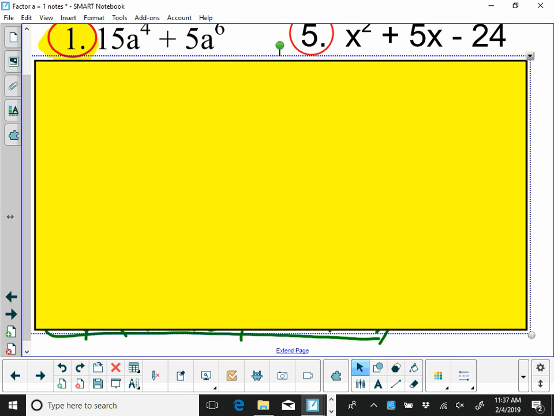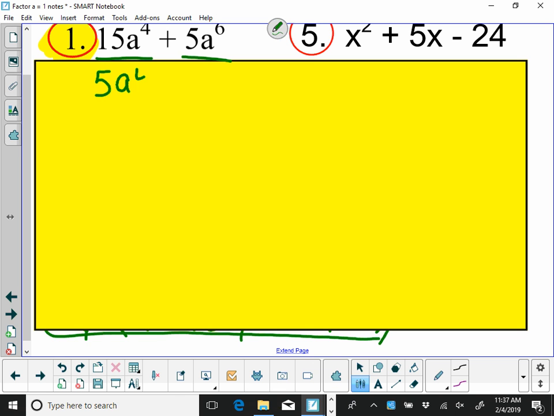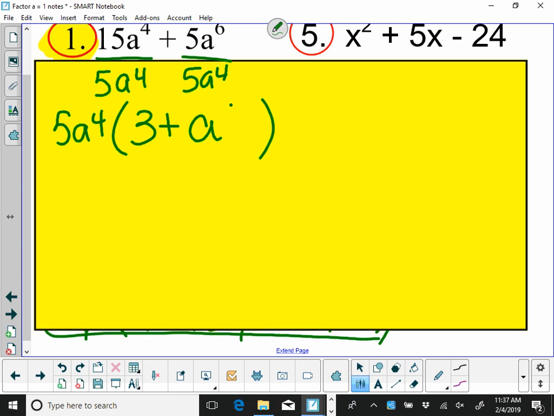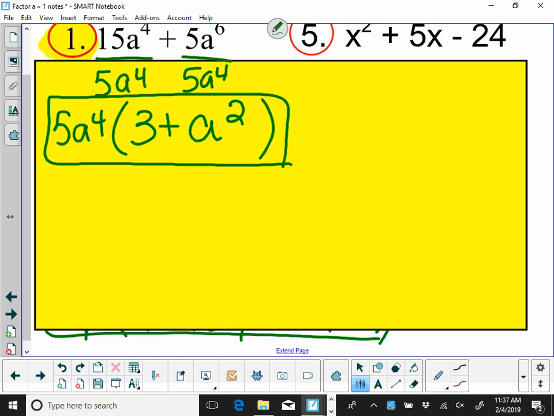Okay, so on number 1, okay, what was your GCF? 5a to the 4. Okay, so that goes out front. Okay, and that left me with 3 plus a squared. You can put the 1 in front of a squared, that's fine. Okay. All right, questions on number 1?